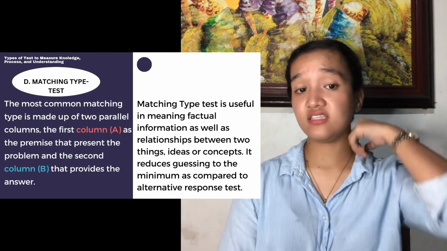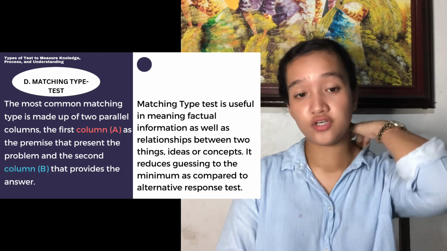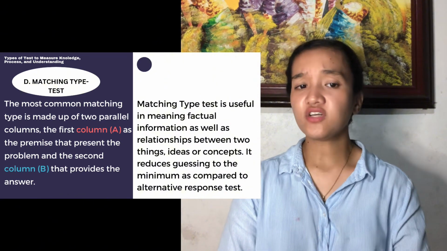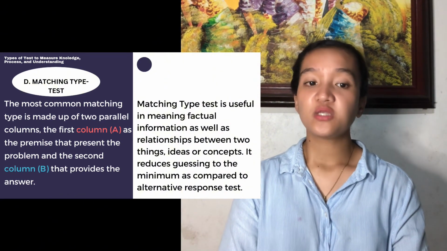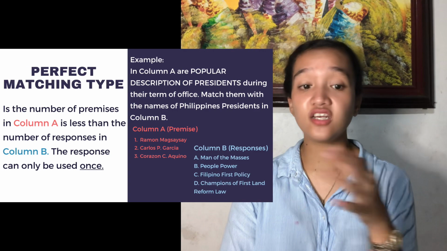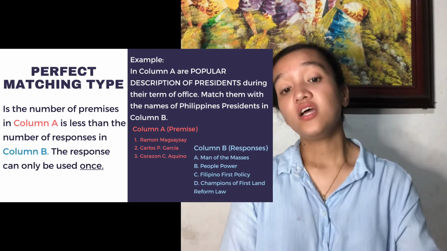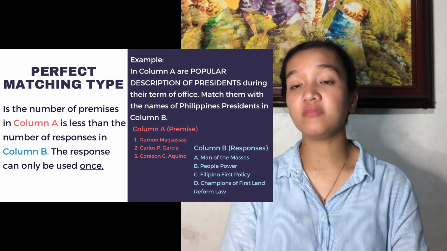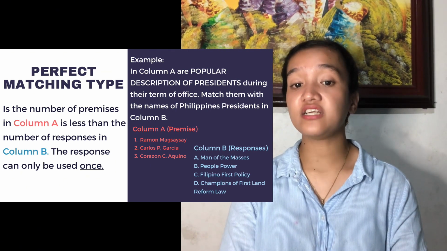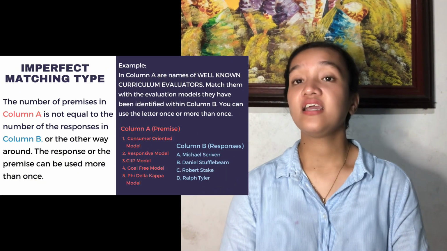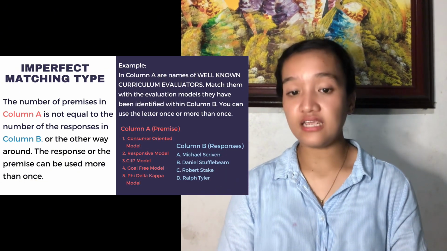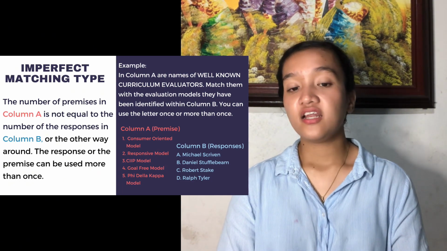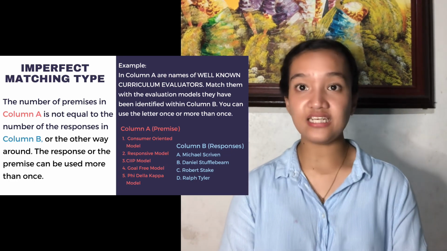So in matching type tests, there are two, no? There's a perfect matching type test and the imperfect matching type test. First, we have the perfect matching type test. So ang column A is less than the number of responses in column B, meaning ang naadiri sa iyahang number sa iyahang problem is mas less, no, kaysa sa diri as the responses. So meaning naay mabilin nga responses nga isa or maybe two.